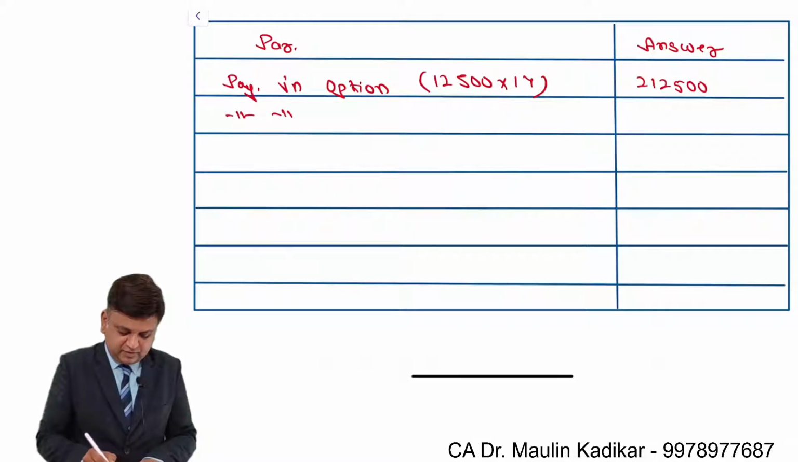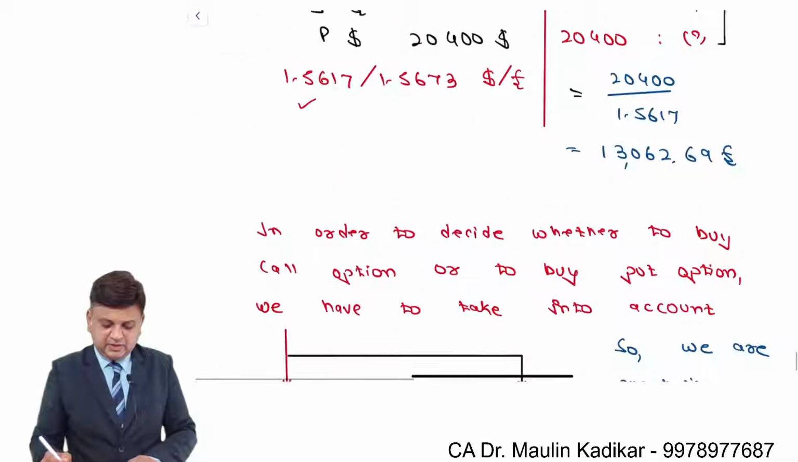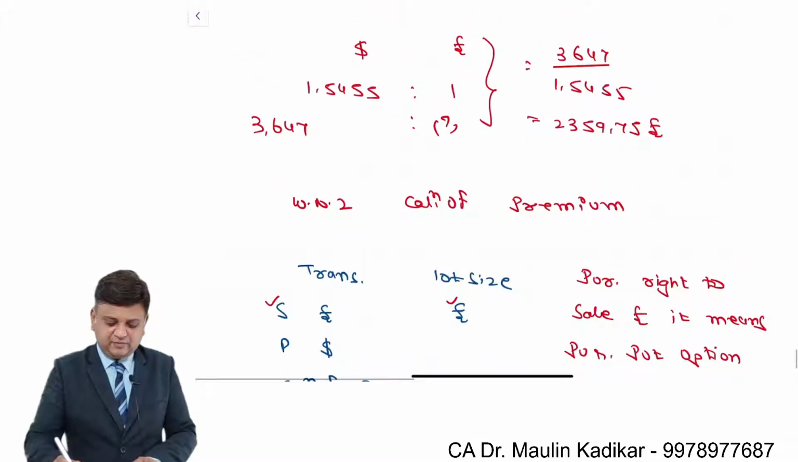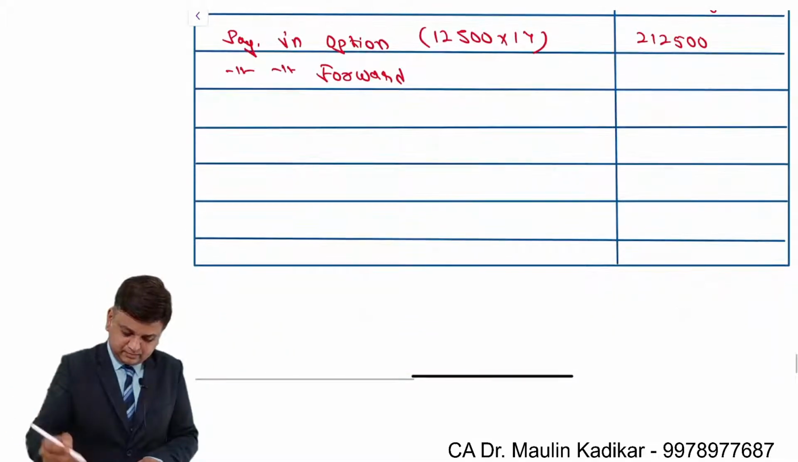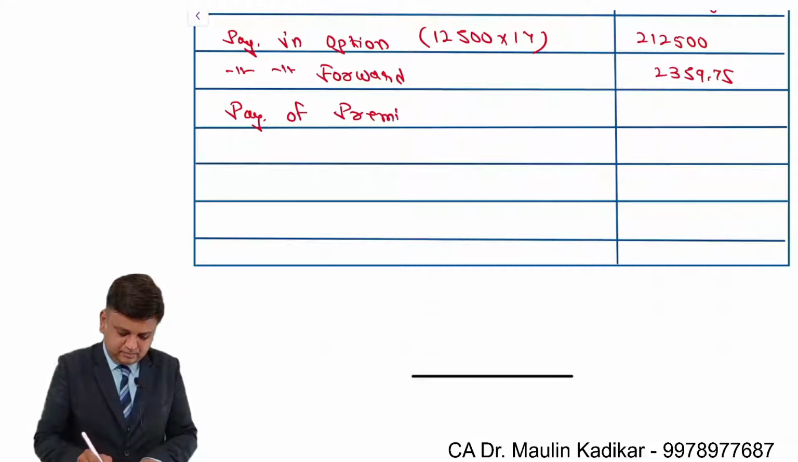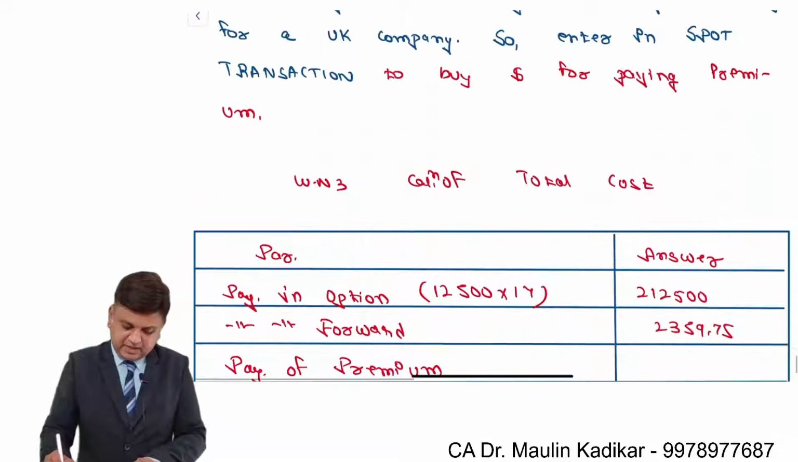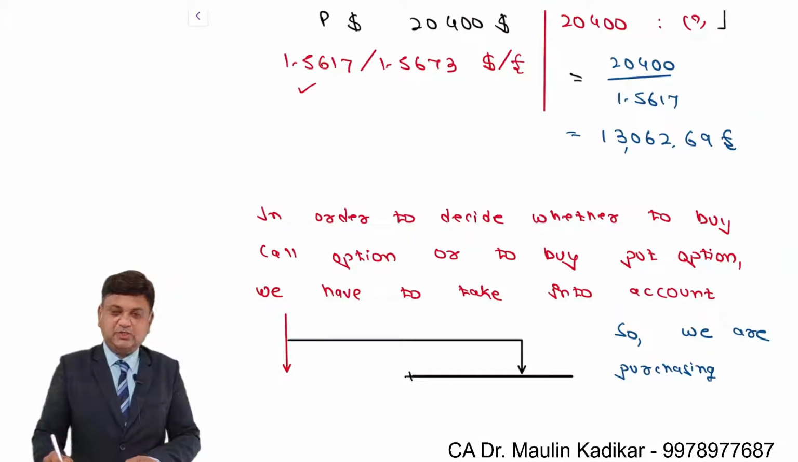Then payment in forward. That is to cover up the shortfall. The payment in the shortfall, that is in forward, is 2359.75. Then payment of premium. Amount of the premium to be paid is 13062.69.